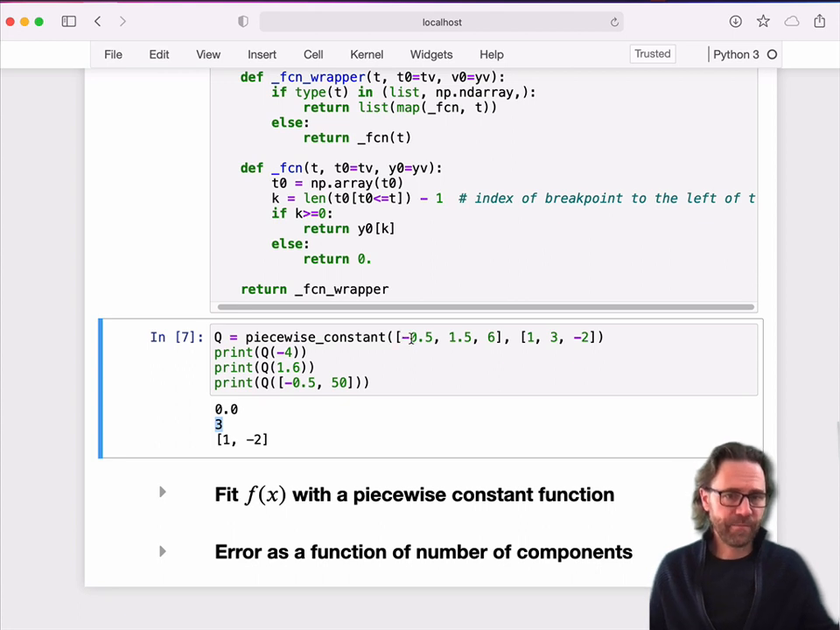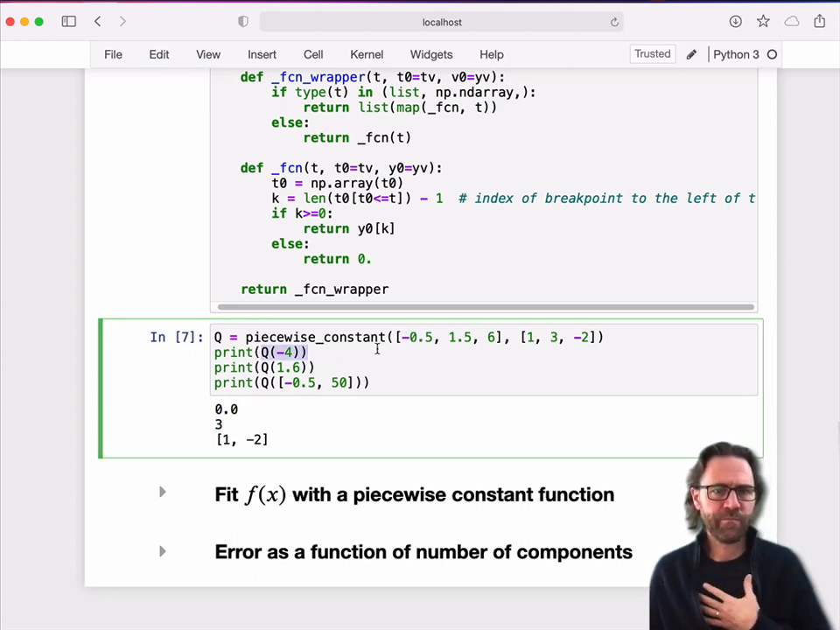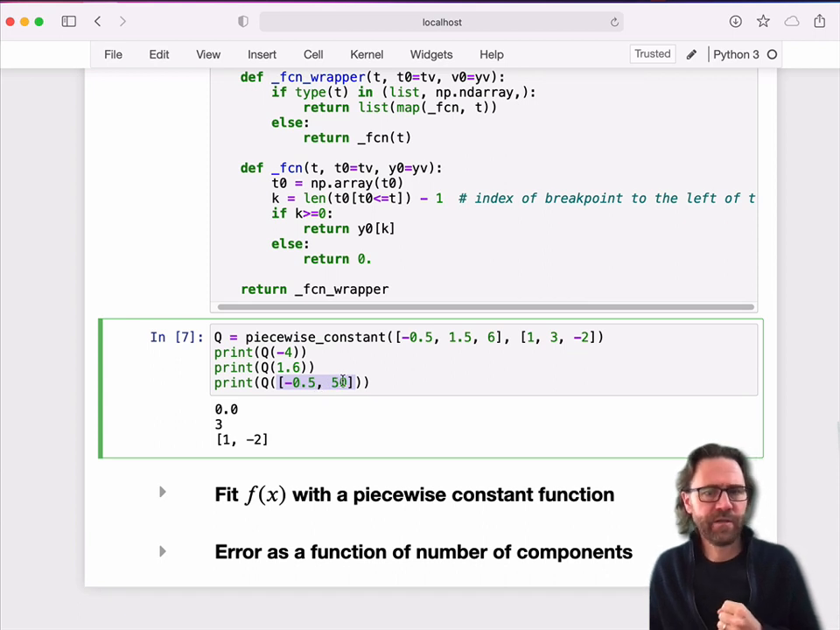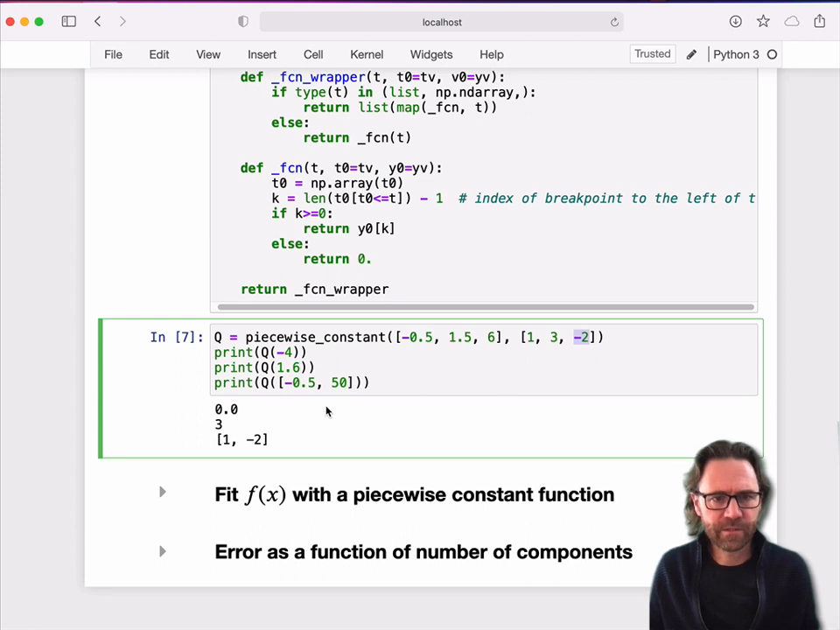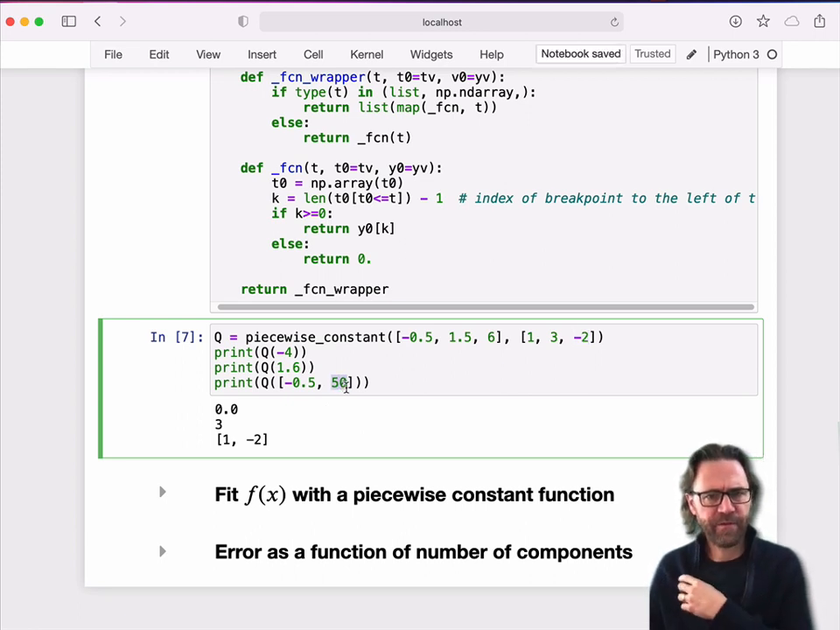Everything to the left of negative 0.5 returns a 0. That's evaluated at negative 4. And everything to the right returns a 0. So this last thing shows that you can actually call this piecewise constant function on multiple x values, negative 0.5 and 50. Oh, sorry, it holds the last value for eternity, I guess. So when I evaluate it at 50, I get the last value of negative 2. Okay, anyway.